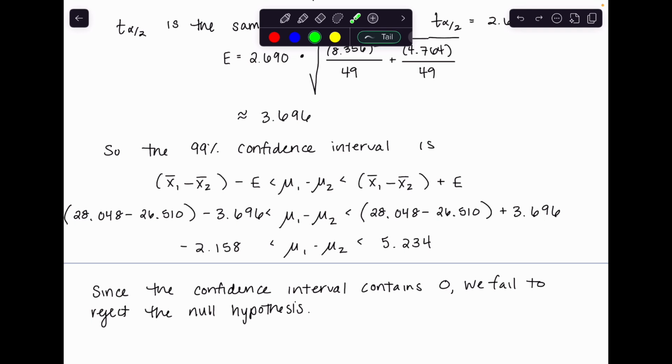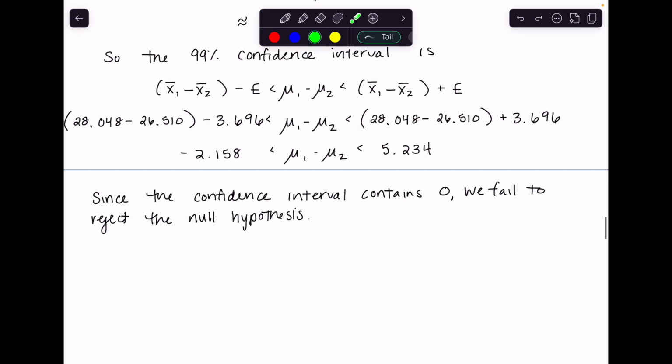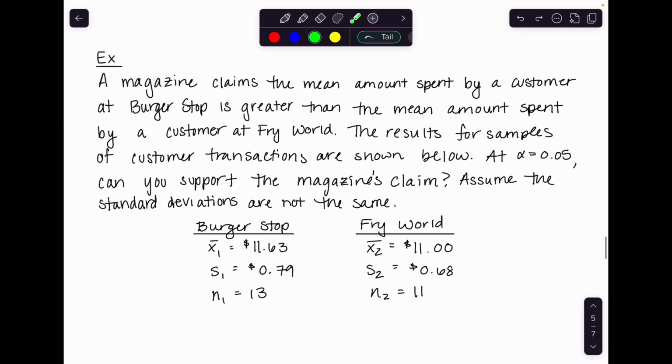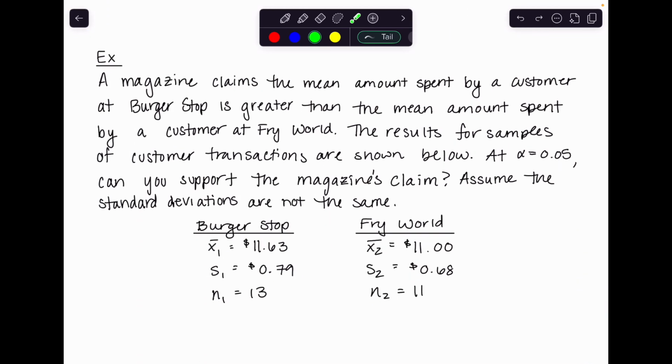All right, so we will see an example of that a little bit later on, but for now, let's try another example testing the claim. So we're not gonna go through a confidence interval in that one, we're just gonna go through and do the critical value method. So we're told a magazine claims the mean amount spent by a customer at Burger Stop is greater than the mean amount spent at Fry World. The results for samples of customer transactions are shown below. At a 5% significance, can we support the magazine's claim? And we're gonna assume the standard deviations are not the same, okay?